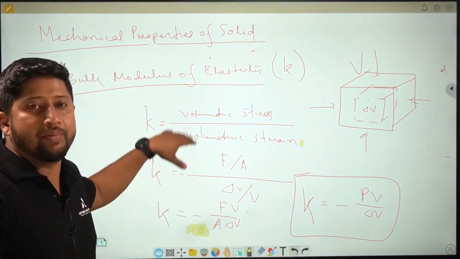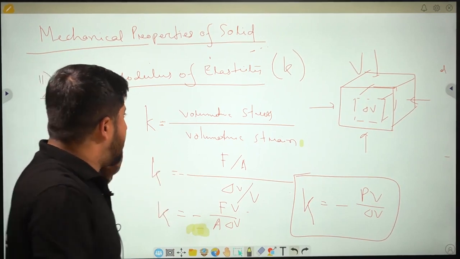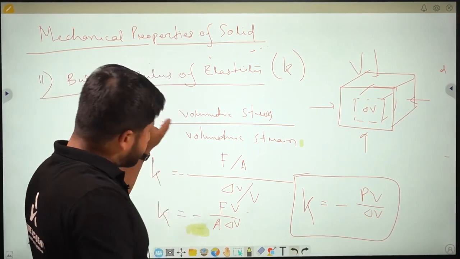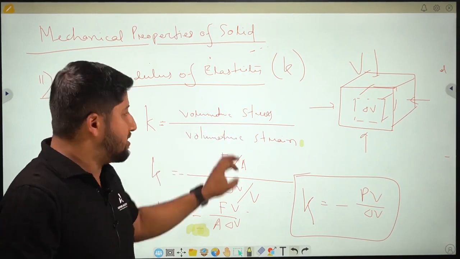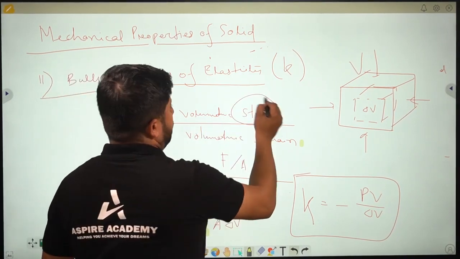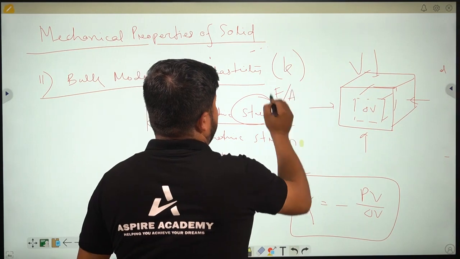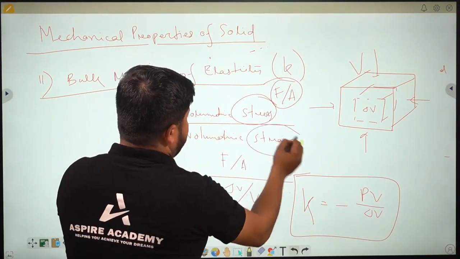So how can we represent this bulk modulus of elasticity? It is the ratio of volumetric stress to volumetric strain. We know stress is equal to force by area, as we already know. And what is volumetric strain?